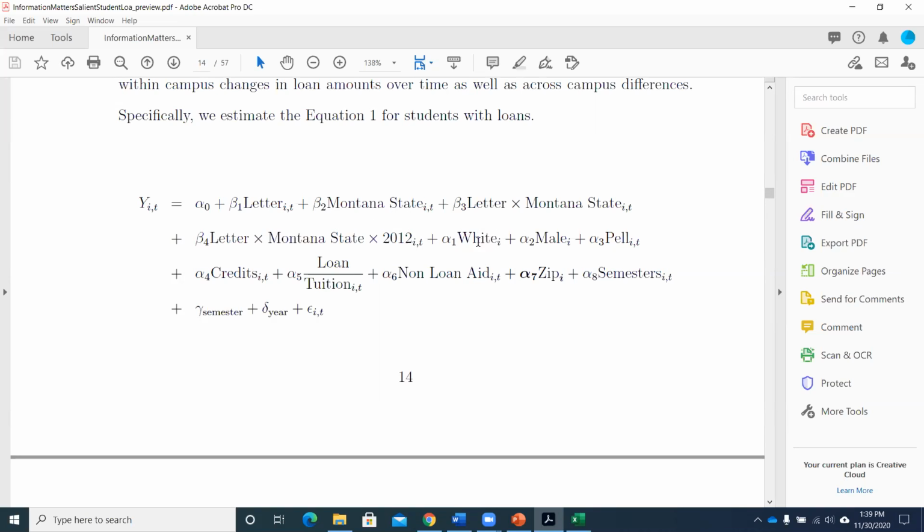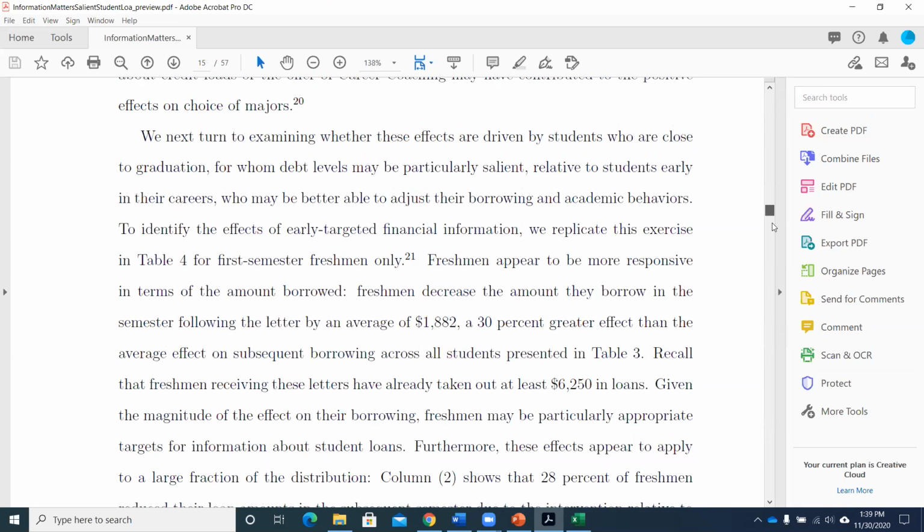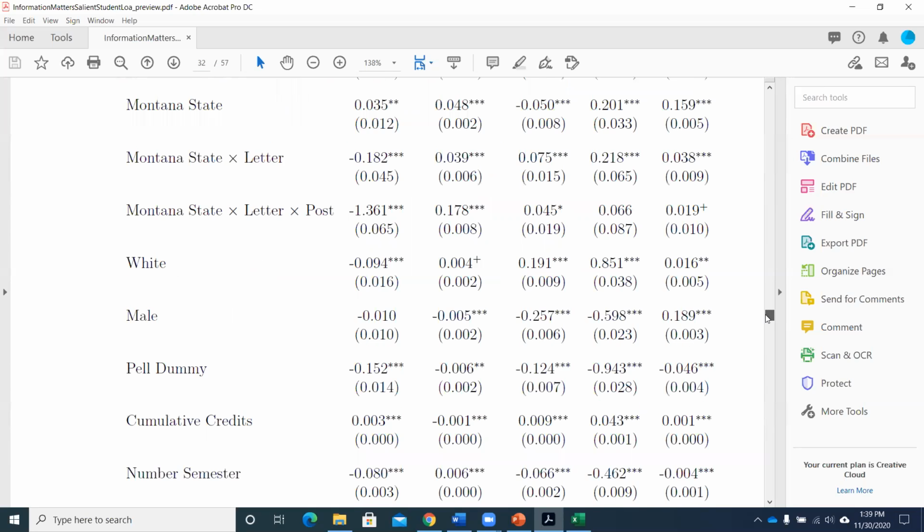And they controlled for some demographic stuff, how many semesters they had taken prior, their loan amount over the tuition, non-loan aid, the number of credits they had taken, and whether or not they had a Pell Grant, right? So they tried to include a lot of additional controls here. And then we go down here.